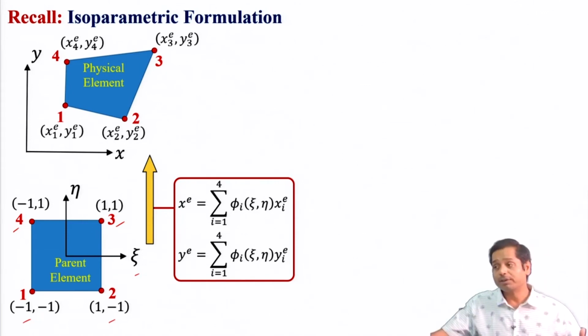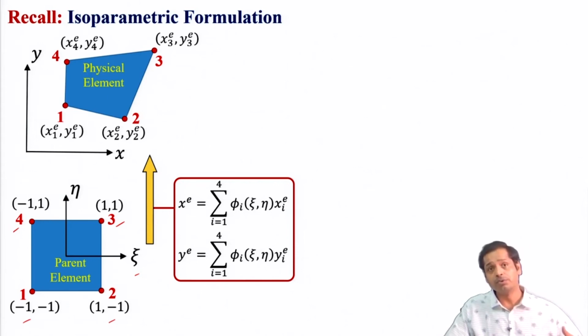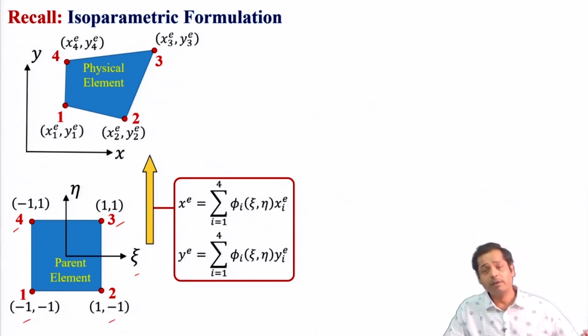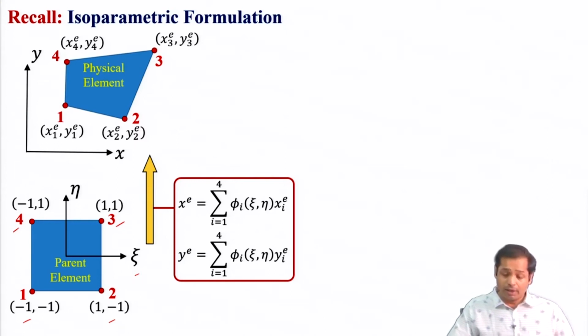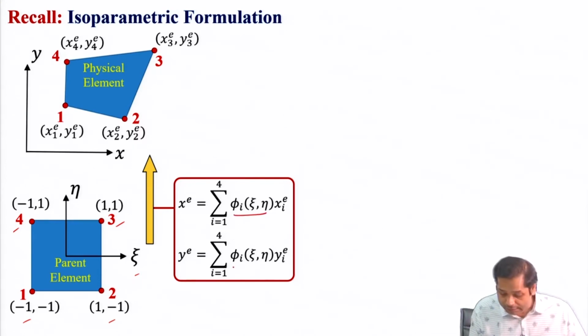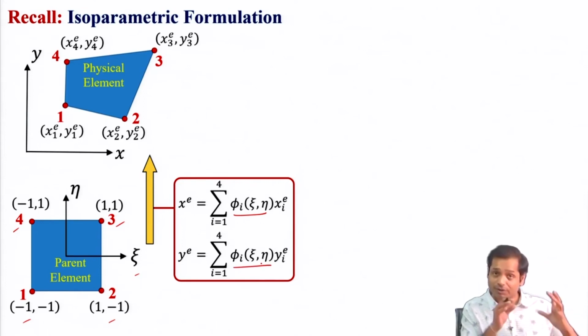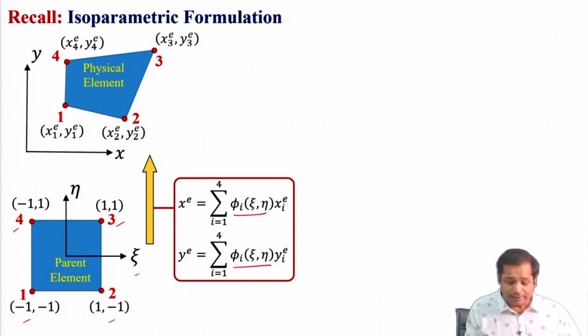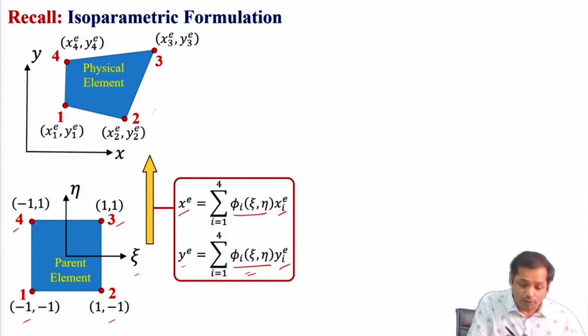Then we define a map. The concept is that the shape function that we use to approximate the variable, the same shape function we use to approximate the geometry as well. So these shape functions phi are functions of xi, eta. They are constructed on the xi, eta coordinates, and then any point in the physical domain is mapped to the local domain like this, where x_i, y_i are the coordinates of these points 1, 2, 3, 4.